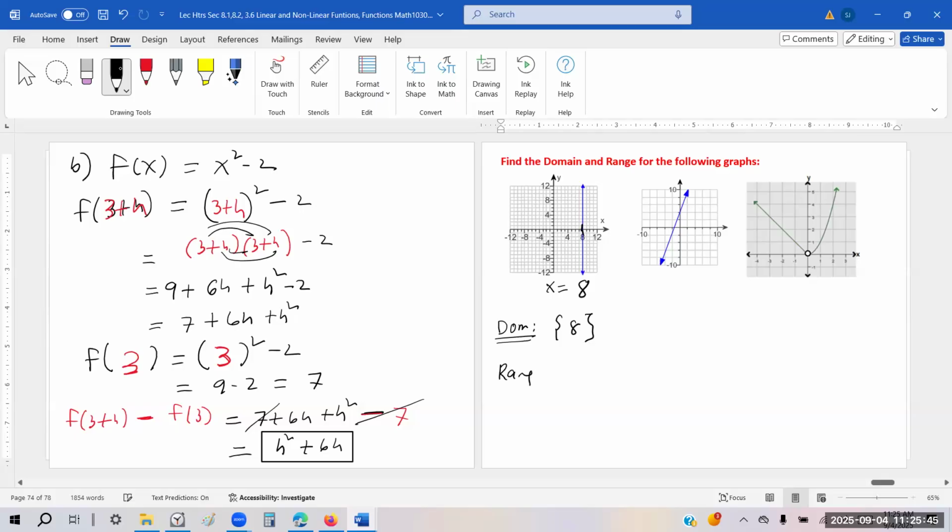Who would like to do range? Range is the y value. What are the y values you see? Perfect. Negative infinity to positive infinity. See y here, here, here, here. We have y going down forever. Y is going up forever. So negative to positive.